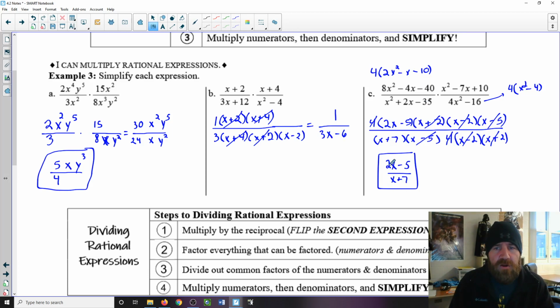And if we were to find what would make these 0, what would be undefined, 0 in the denominator, we just set factors equal to 0 and solve. So this one would end up being a positive 2 for the x, so x could not equal 2. This one, x could not equal negative 7 if we were asked. We're not asked, it just says simplify each expression. Okay, but just a little practice for you.